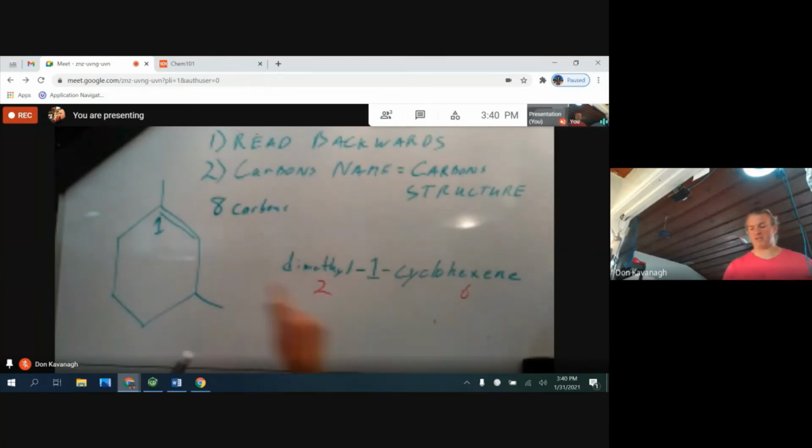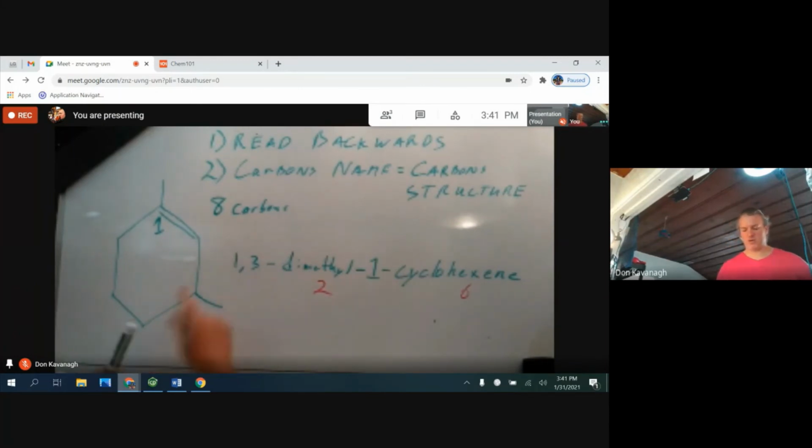We need to be able to give the reader a location of these substituents. Now, there's 2 ways we could count these, and I have the correct one here in green. 1, 2, 3. 1, 3 dimethyl.